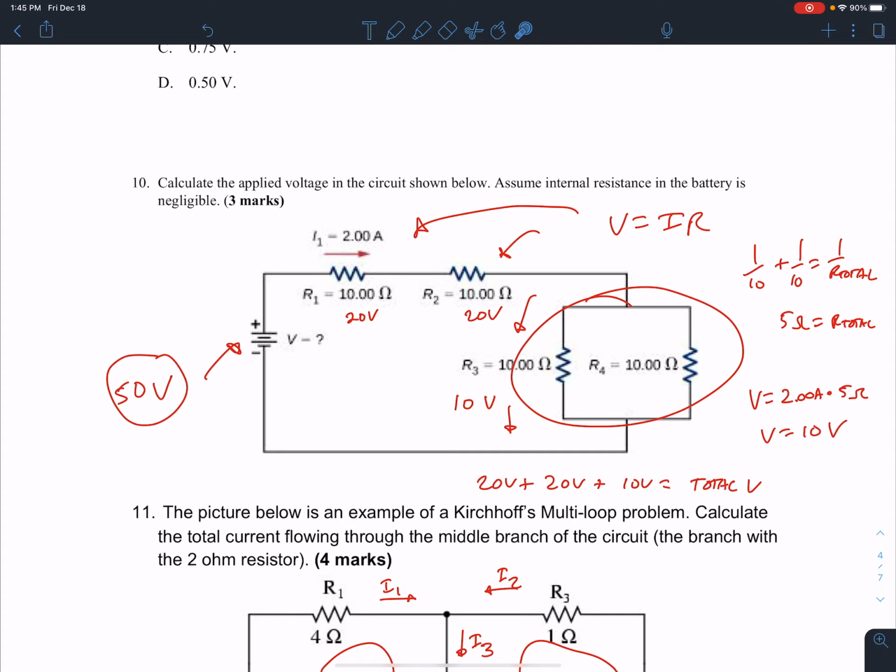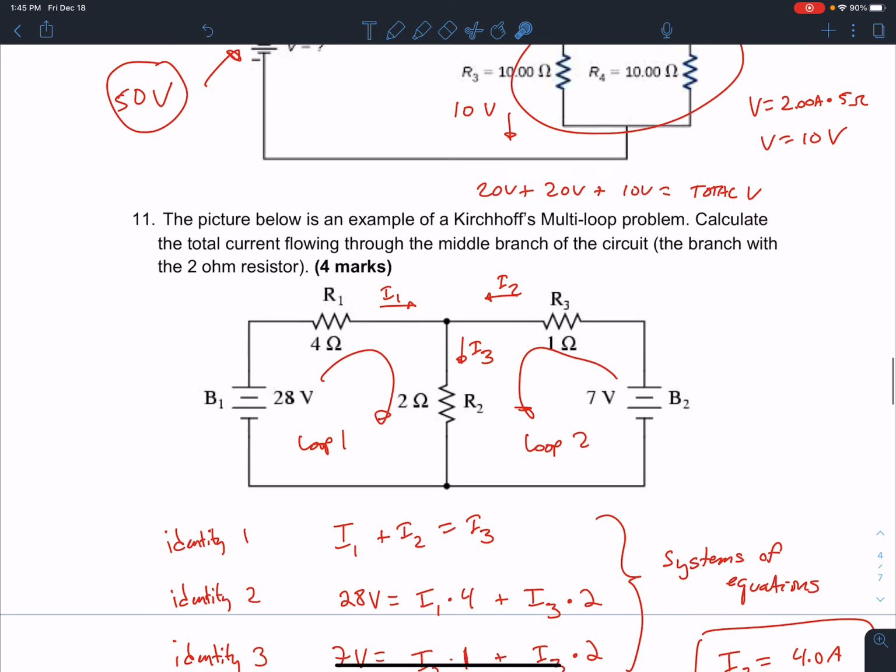Okay, so 20 volts, 20 volts. Now this is a parallel branch. If I distill it into a single resistor, I would apply this formula. 1 over 10 plus 1 over 10 is equal to 1 over R total. Okay, that means that 5 ohms is the total of this component. So 2 amperes times 5 ohms is going to give me 10 volts. So the total potential difference in this circuit is 20 plus 20 plus 10, which is 50 volts.